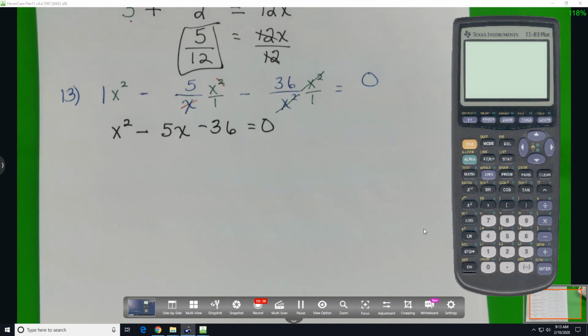It's a quadratic equation, not a linear equation. How do I know it's quadratic? Well, hopefully you're not thinking that. It's the x squared. Okay?